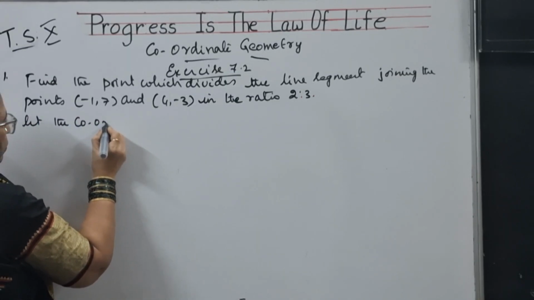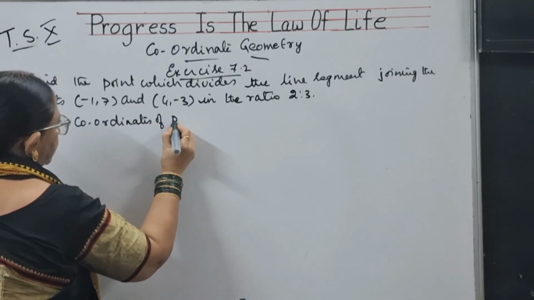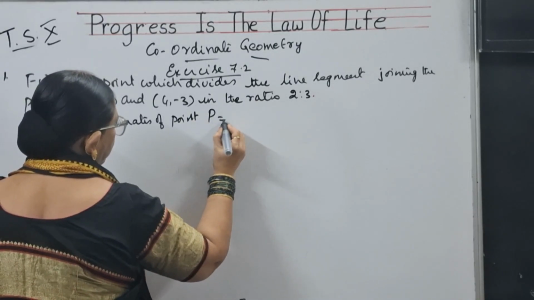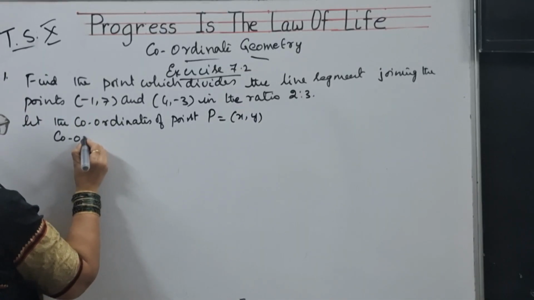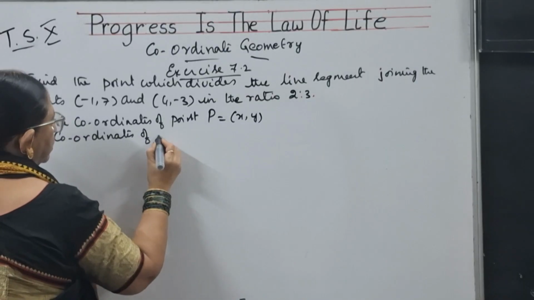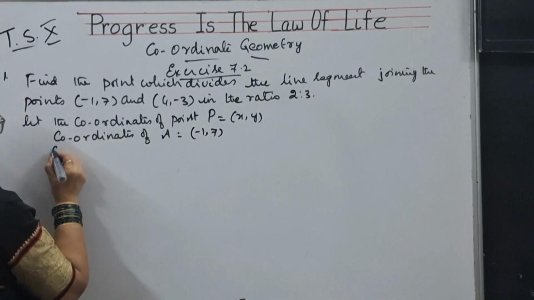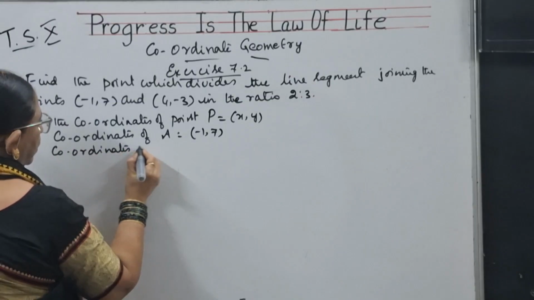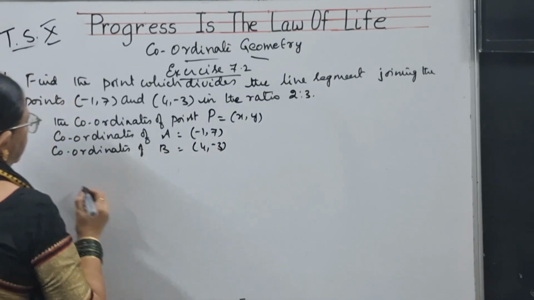That means let the coordinates of point P be x comma y, and coordinates of A is equal to -1 comma 7, and coordinates of B is equal to 4 comma -3.